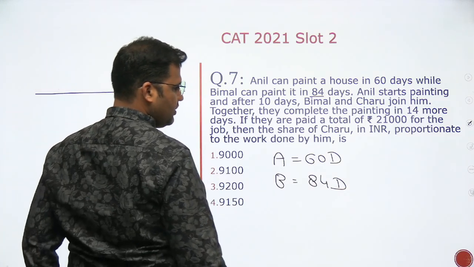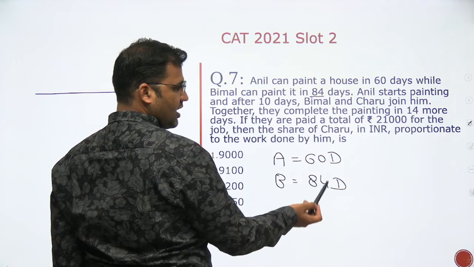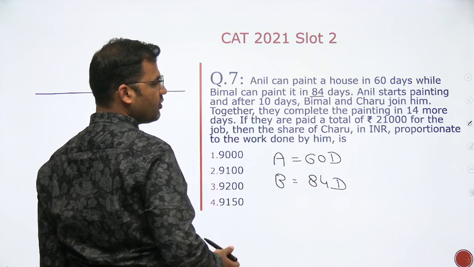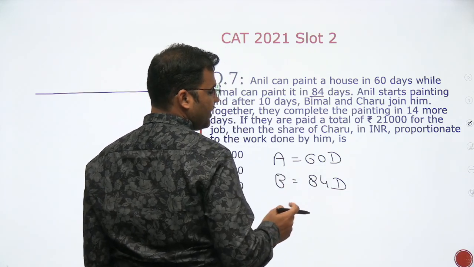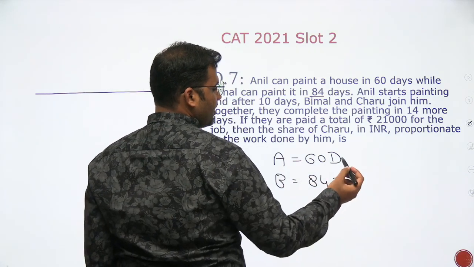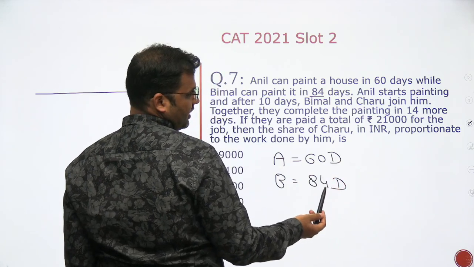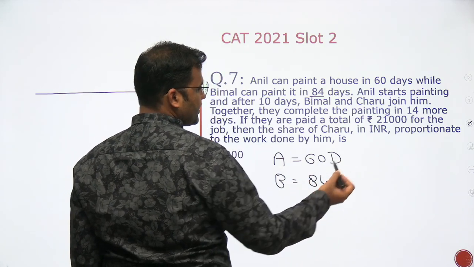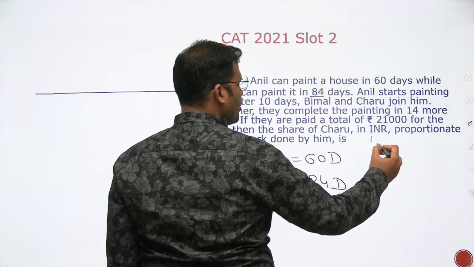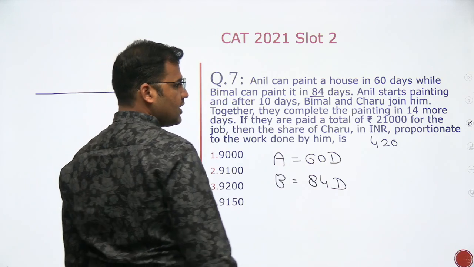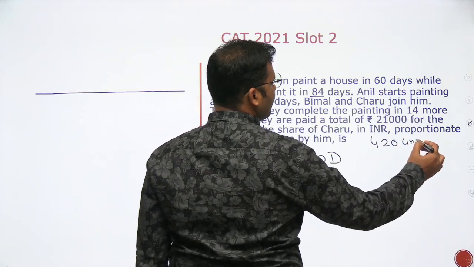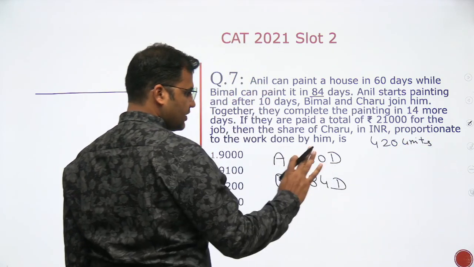So what you need to do is first just understand a number which is a multiple of 60 and 84 both, right? So let's decide a number. 60 or 84 ka jo number hoga, 12 into 5, 12 into 7. So 420, I guess. Right. So let's say ki 420 units ka mera work hai.